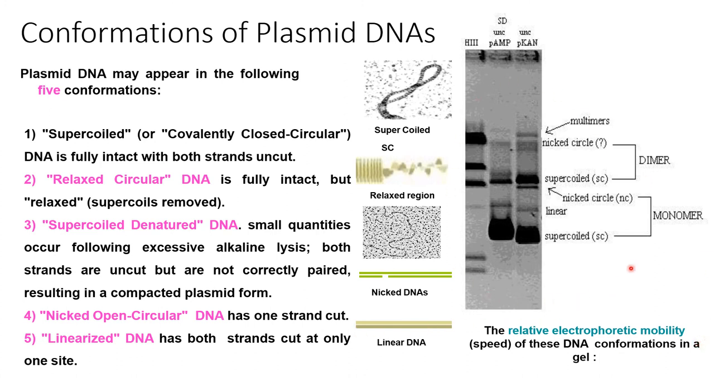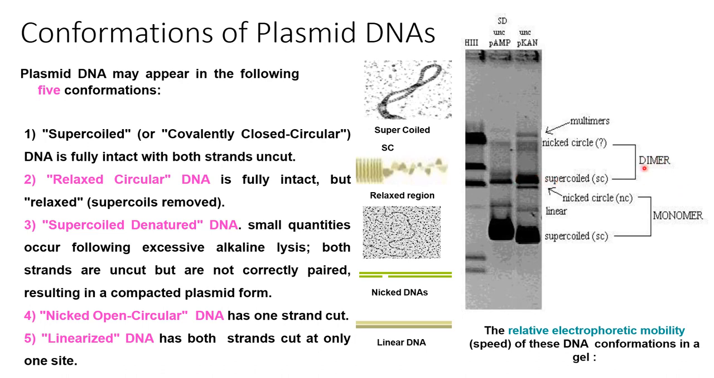Now this is the relative electrophoretic mobility of these plasmid DNA conformations in the gel, where you can see that the linear DNA will have a band in this form, whereas this is the band of supercoiled plasmid. Whenever there is a nick in the supercoiled plasmid, we can see this is the nicked circle.